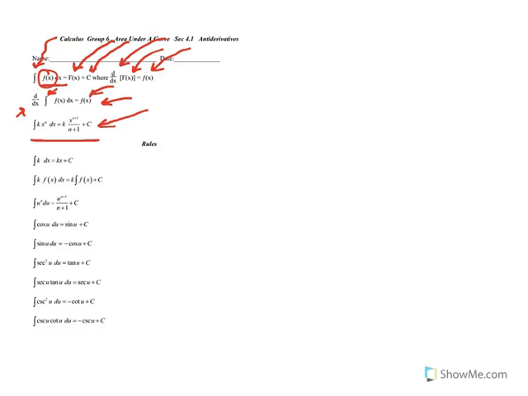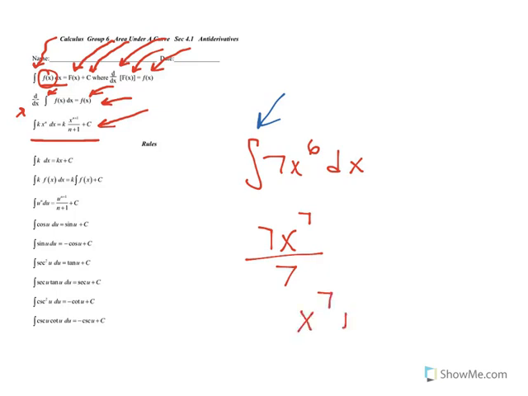So for example, if I had something like 7x to the 6, then to find the antiderivative of this, remember this means antiderive, so we're going to go up to 7, so we're going to go up a power and divide by that power, and your 7's will cancel, and you're going to be left with x to the 7th, and then don't forget your plus c, and that is the antiderivative, and we often use the notation capital F to represent the antiderivative.